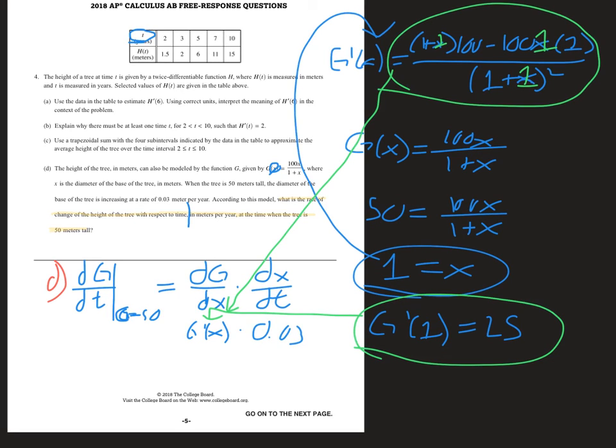Now I would clean it up a little bit. I wouldn't write the 1 over that like I have here. I want the AP readers to be able to read what I'm writing, but I'm constantly battling my stylus here. So that's number 4 from 2018.